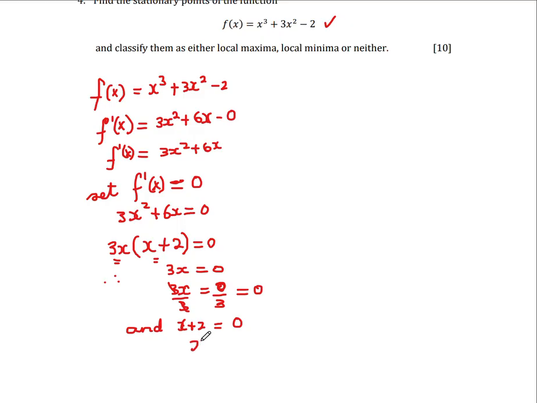So if x plus 2 is equal to 0, then to get x on its own by inverse operation, we're going to minus 2 from both sides of the equation. So this positive 2 will be negative on the right side of the equation, so that x would be equal to 0 minus 2, which is minus 2. So therefore, the values of x, which are the stationary points, are 0 and negative 2. These are the stationary points. So already, we have found the stationary points of the function.